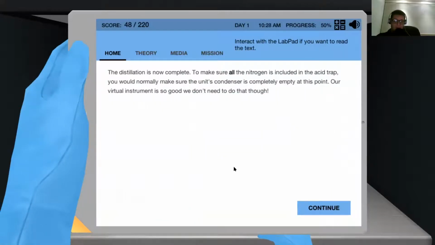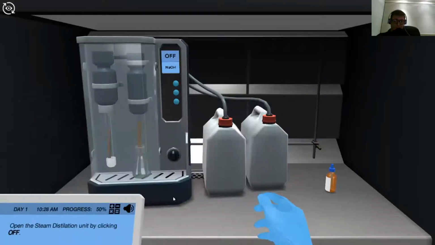To make sure all the nitrogen is included in the acid trap, you would normally make sure the unit's condenser is completely empty at this point. Our virtual instrument is so good we don't need to do that though. Open the steam distillation unit by clicking off.